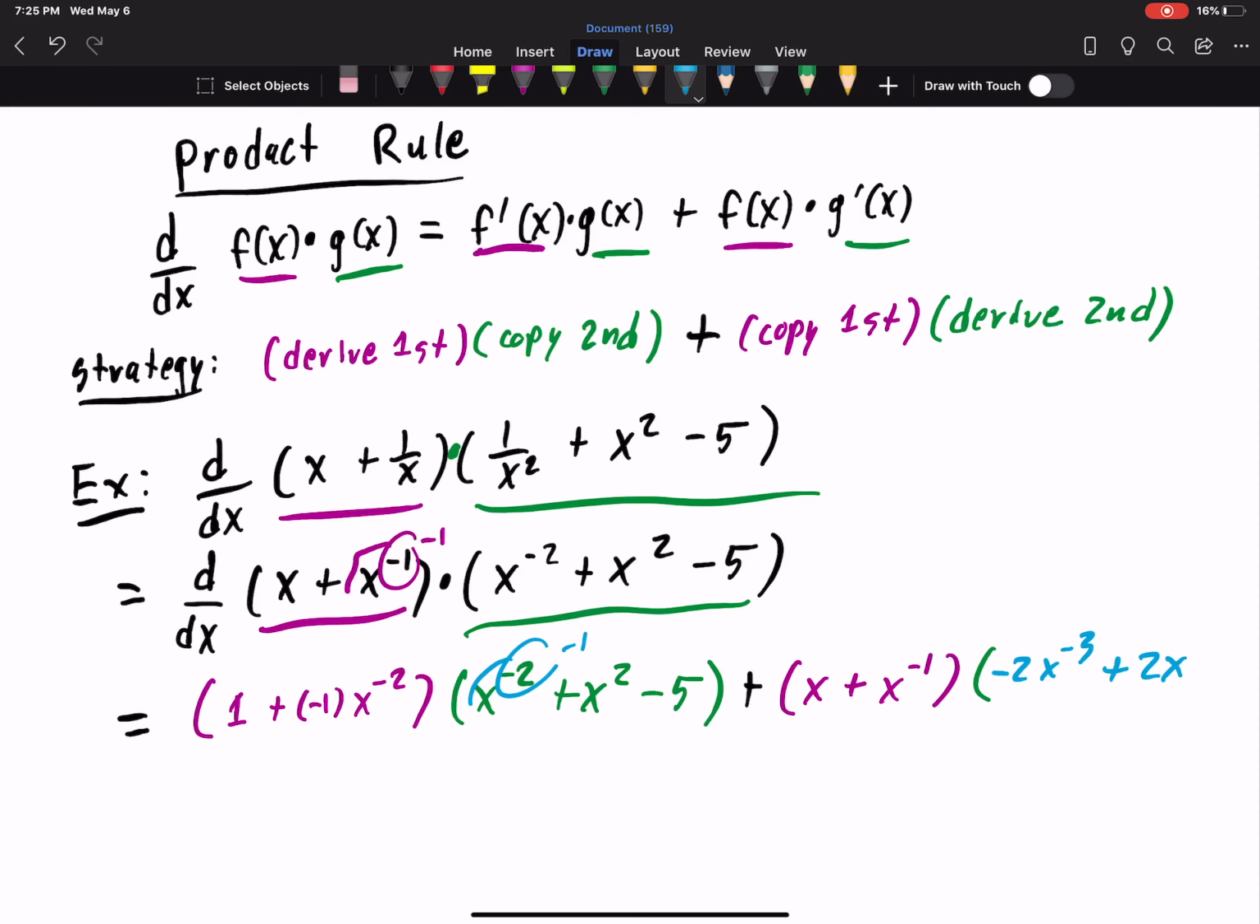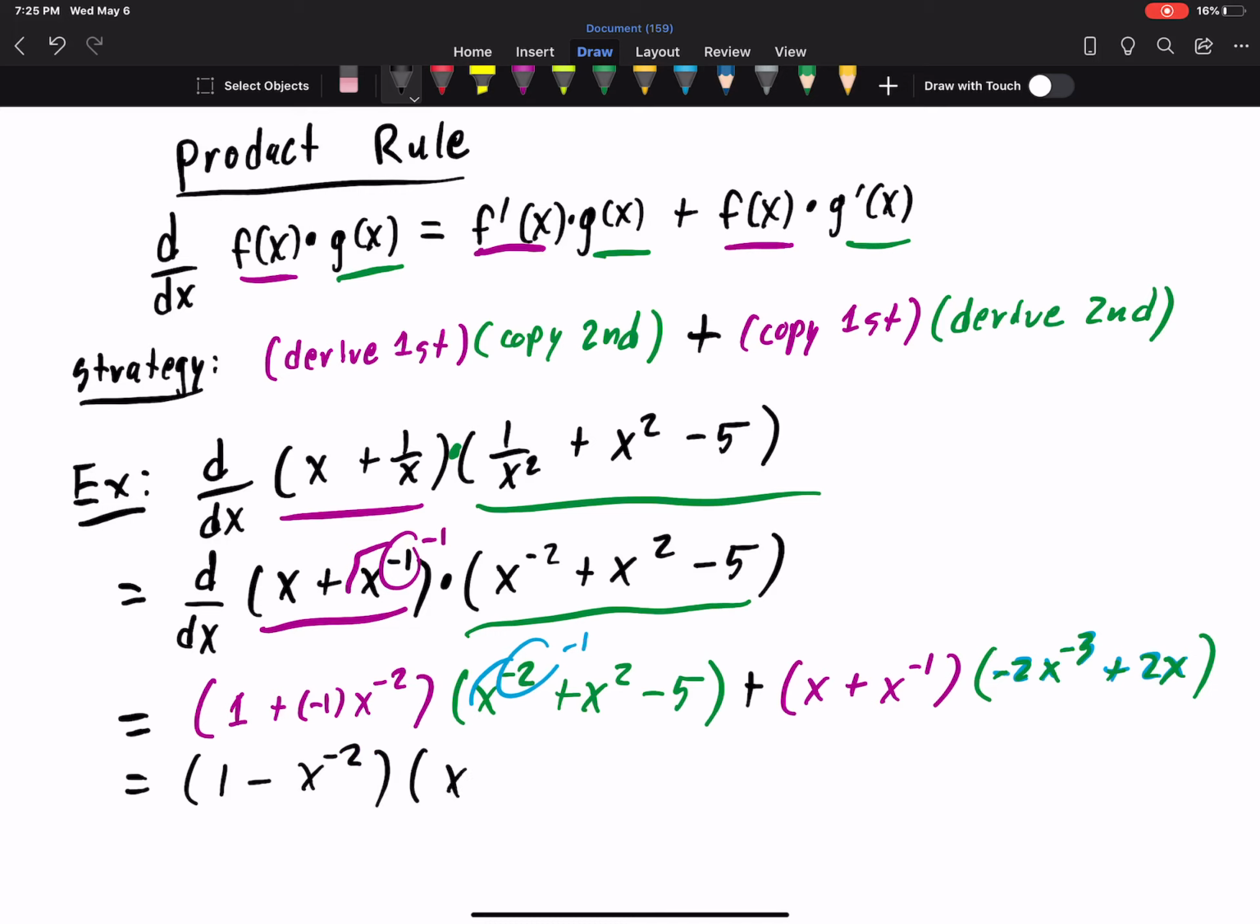Okay, so this was all the derivative of the green function. I'll copy this over real fast in green, just so we're 100% clear. There we go. So that's it. We can simplify this just a hair. So we have 1 minus x to the minus 2, and then you have x to the minus 2 plus x squared minus 5, plus x to the minus 1, and then minus 2x to the minus 3 plus 2x.